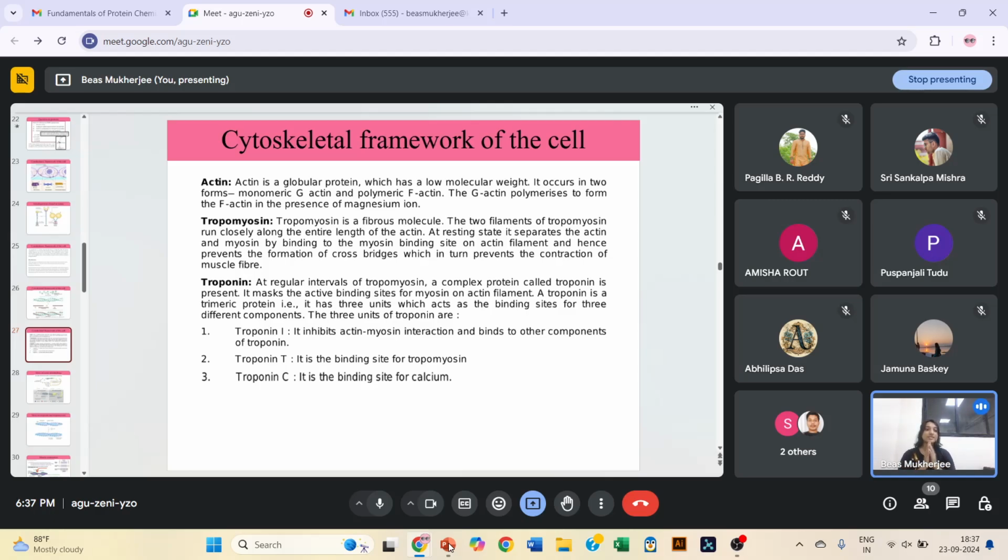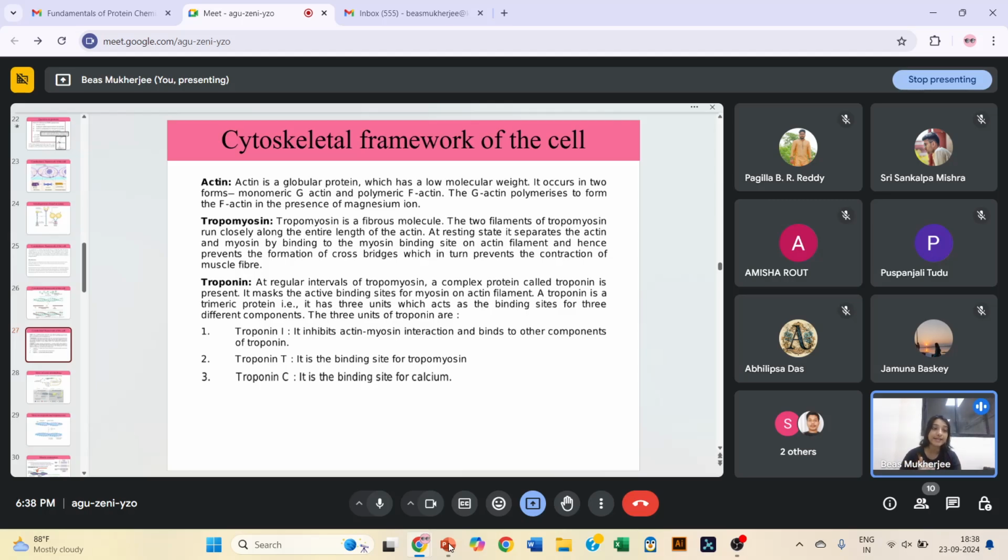So tropomyosin is a fibrous molecule. The 2 filaments of tropomyosin run closely the entire length of the actin. At resting stage, it separates the actin and myosin by binding to the myosin binding site on the actin filament, and hence prevents the formation of cross bridges, which in turn prevents contraction of the muscle fiber.